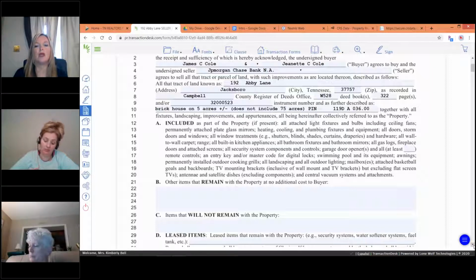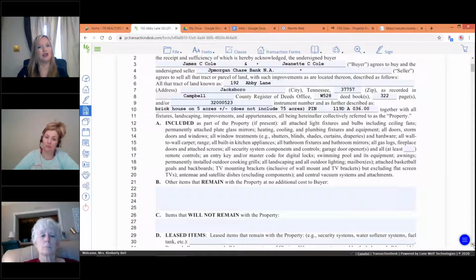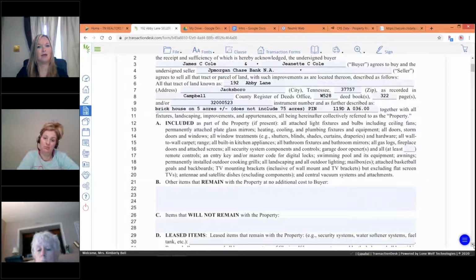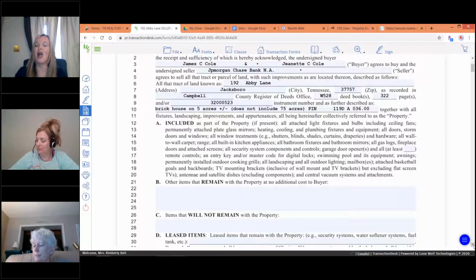Swimming pool and its equipment and awnings, and permanent installation outdoor cooking grills. Now, my grill does go into my direct gas line. That does not make my grill a permanent grill. But a lot of people believe it does because it's hardwired into my gas line. I would recommend making sure that if you're the listing agent, write it down, or if you represent the buyer, ask. Don't assume that that's going to stay.